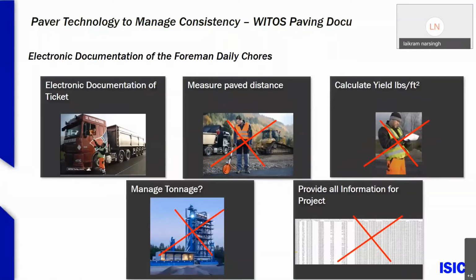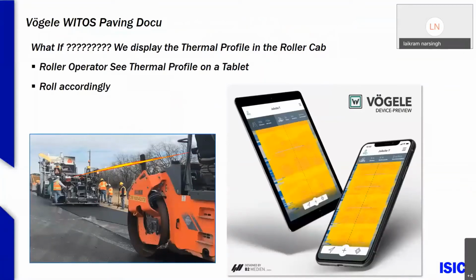So that's a WITAS Paving DACU and/or Paver-Mounted Thermal Profiler system, all designed to manage consistency and using temperature to manage the roller force. Now, we could also take it to another level. We can take the thermal profile and we can, through Wi-Fi, send it to a tablet in the roller cab, so the roller gets to see what the thermal profile is.